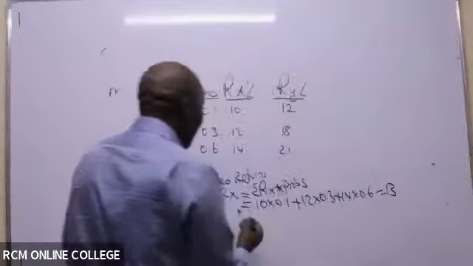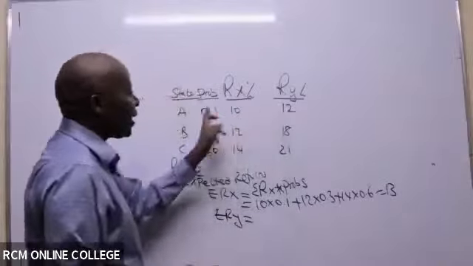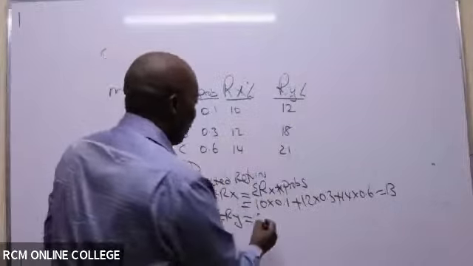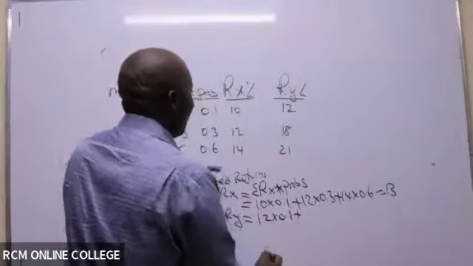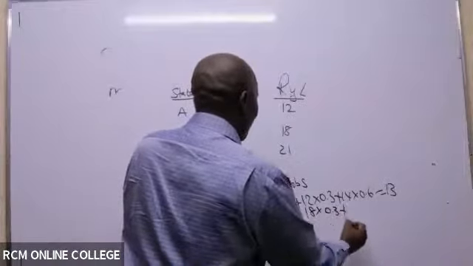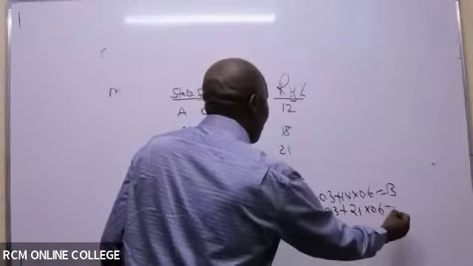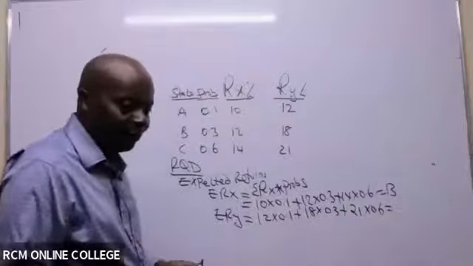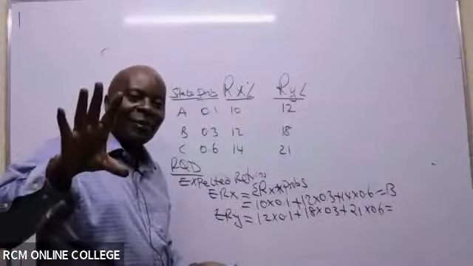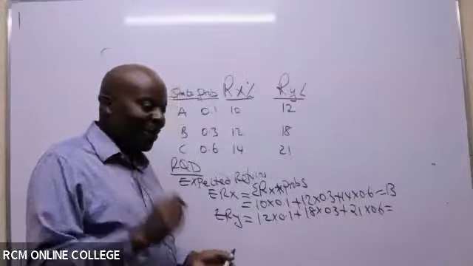Thank you very much. Then we have here expected returns of Y. Because probabilities are the same, we have 12 times 0.1 plus 18 times 0.3 plus 21 times 0.6. Is there somebody who could be having this answer for us? I don't know whether you guys are able to follow, or am I too fast? If I'm too fast, please don't hesitate to tell me, Mwalimu, you are very fast.